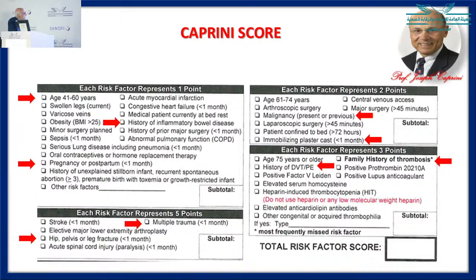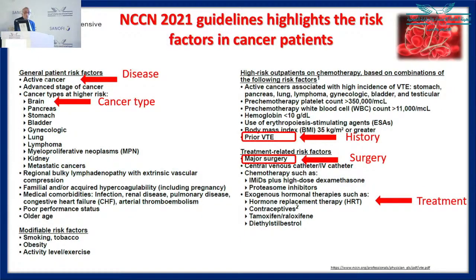Then 2 points, very important: the presence of malignancy, present or previous, and the presence of a plaster cast within 1 month. This will give the patient 2 points. And treatment with hormones. All these are risk factors for patients with cancer. Patients on chemotherapy usually have an incidence of DVT, and once they go home, they stop the anticoagulant and may develop pulmonary embolism.